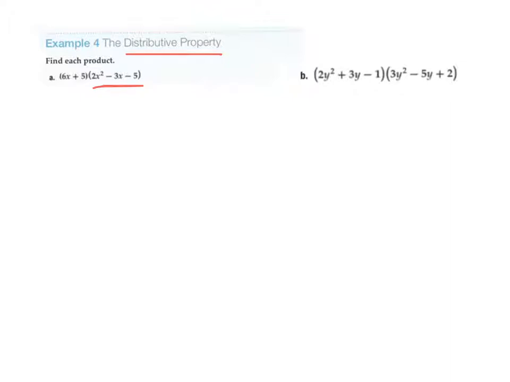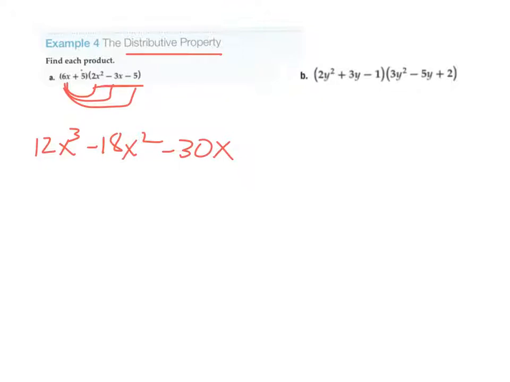So I'm going to take my 6x and multiply by each term over here. So 6x times 2x squared is 12x cubed. 6x times a negative 3x is a negative 18x squared. And 6x times negative 5 would be a negative 30x. Now what I'm going to do is I'm going to do the same thing with the 5, but I'm going to put the like terms under each other.